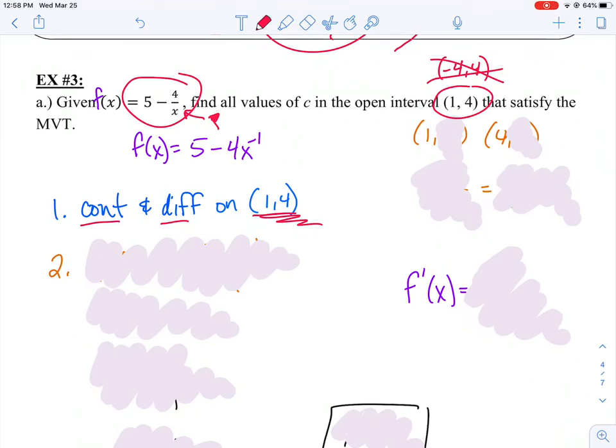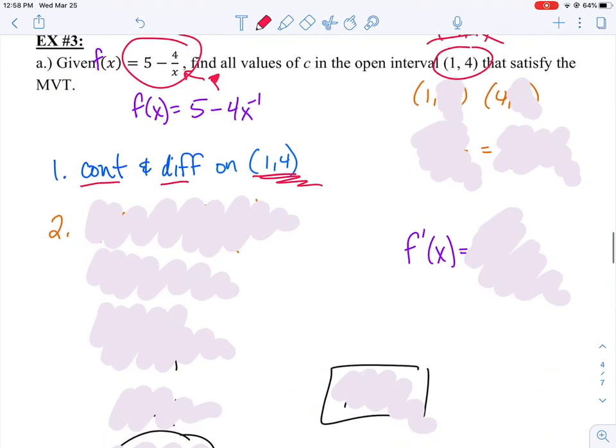I know that my function is continuous and differentiable on that interval because there's no other issues in my domain except for 0. So the second thing that needs to happen for mean value theorem is that my instantaneous rate of change, my derivative, should be the same as my average rate of change, the slope between my two endpoints.